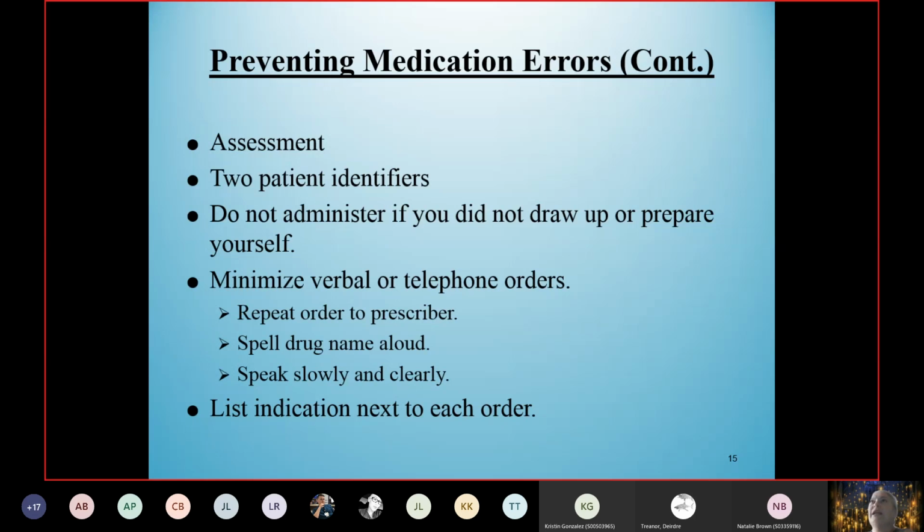Other things like 40 or 14, 50 or 15. So make sure you say, okay, that's 15 milligrams, 1.5. And then make sure you're speaking slow and clear. And it always helps to put the indication. So lisinopril, 10 milligrams PO daily for hypertension.